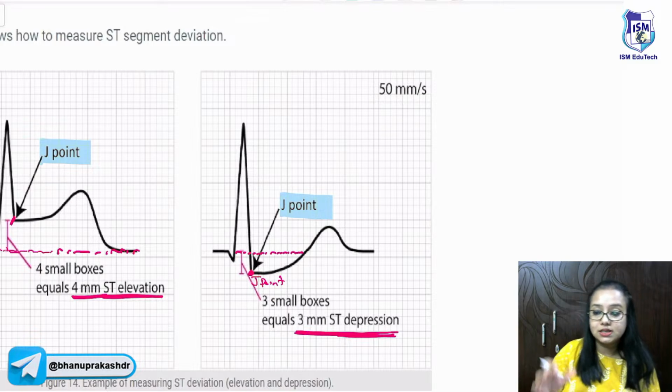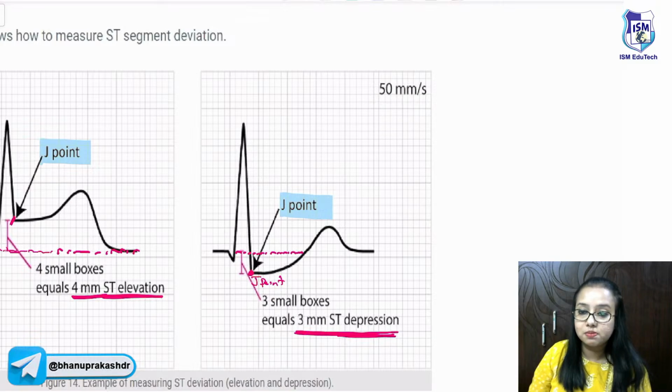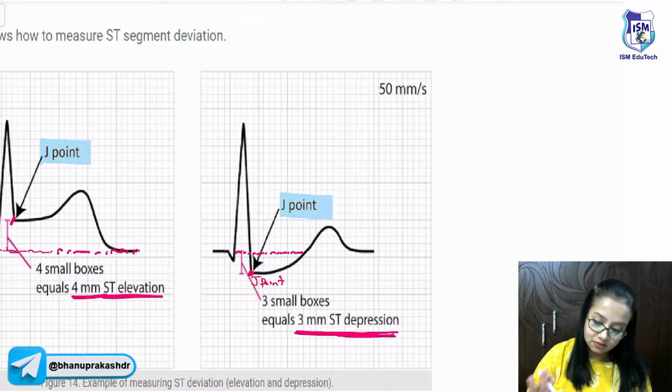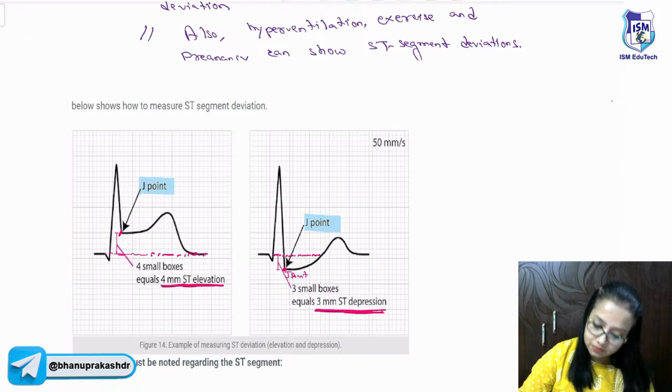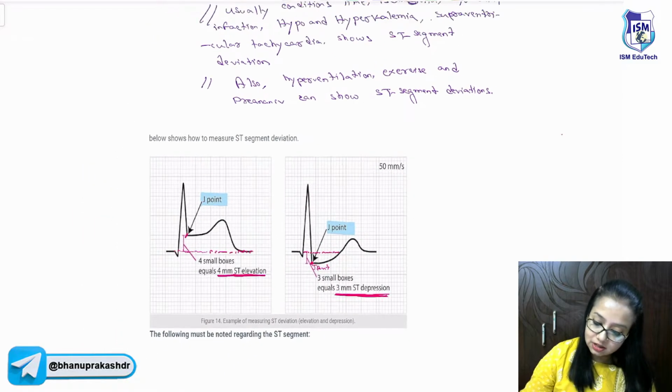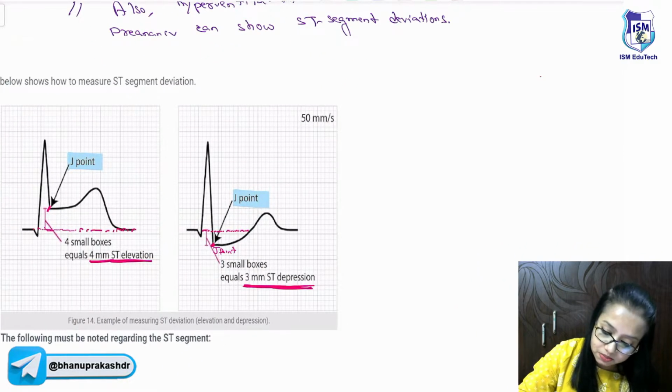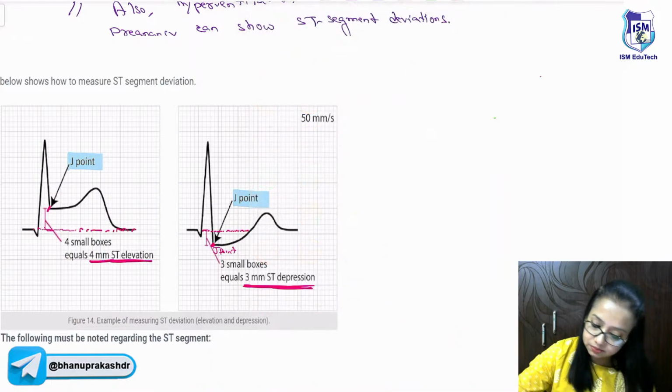So it is an ST segment depression by 3 millimeter. Okay, this is like the elevation and the depression, and a few examples we are going to study. Now, one thing usually to remember, let me just write it out.